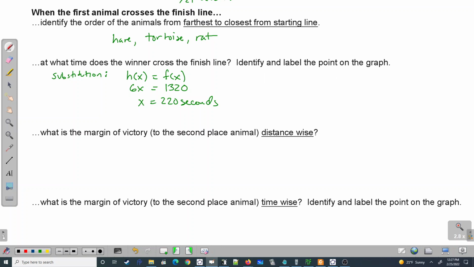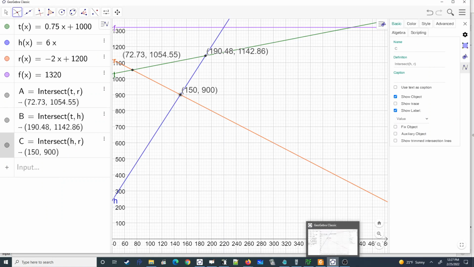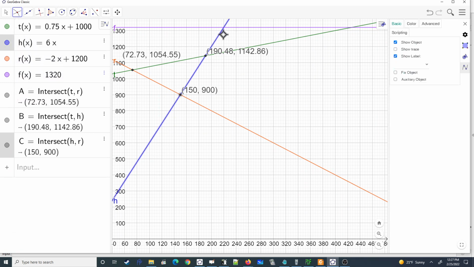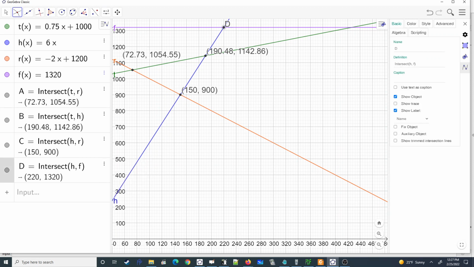Well, let's go do it on the computer system first. So back to the computer system, and let's go find where this intersects. Well, in this case, it would be this graph. And I think I want that point right there. So there you go, intersect. It's intersect, click, click. Come on, there we go. Feel free to show the coordinates.